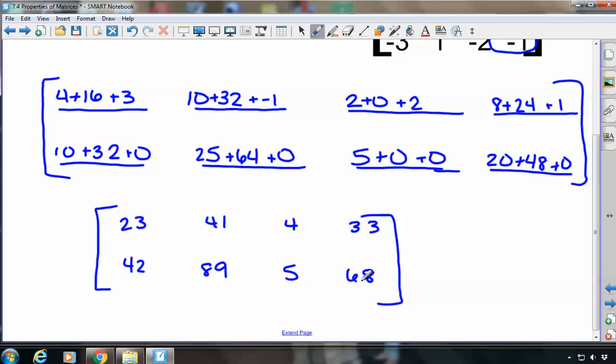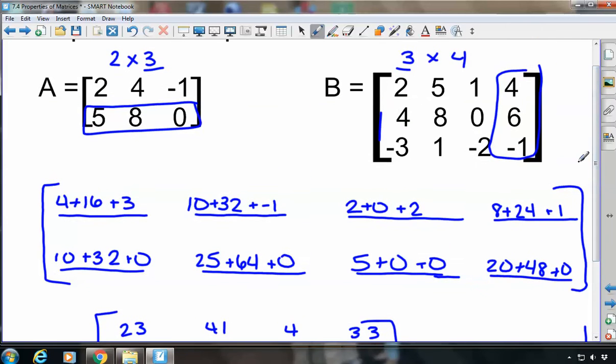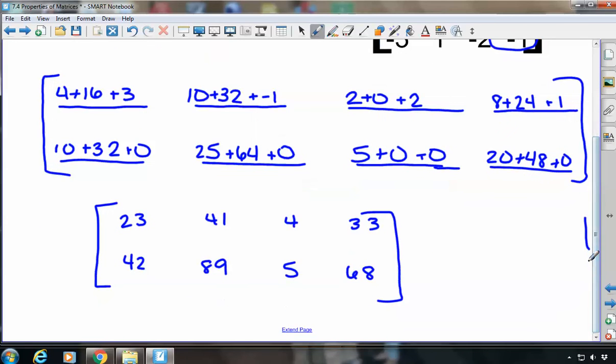So is this kind of like foiling? It's not even really foiling, but we multiply a row and a column at a time, and when you do that, you multiply the corresponding numbers. So the 5 and 4, the 8 and 6, the 0 and negative 1, then you add all those together. Other questions? So is that our answer? That is our final answer, yeah. That's all we're doing? Yep, that's it.